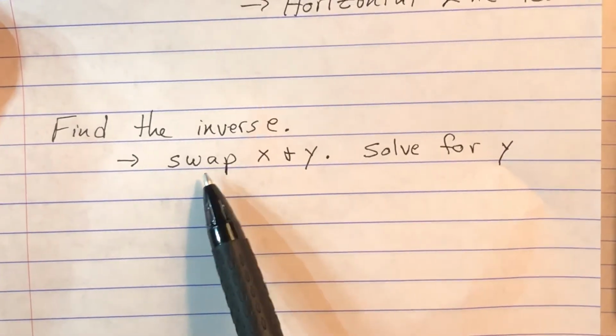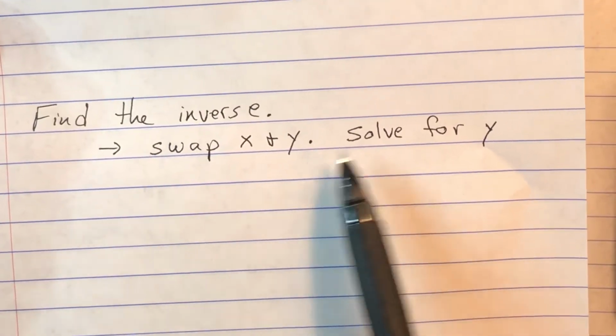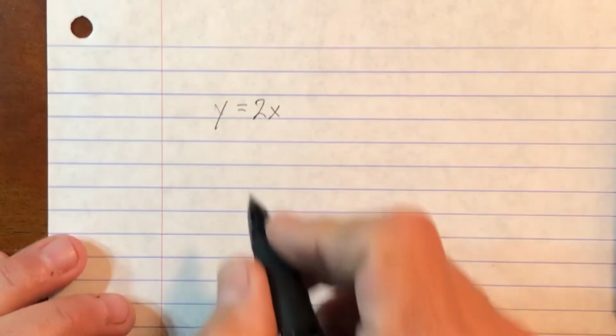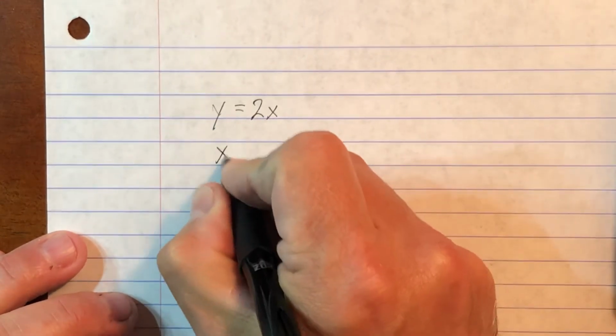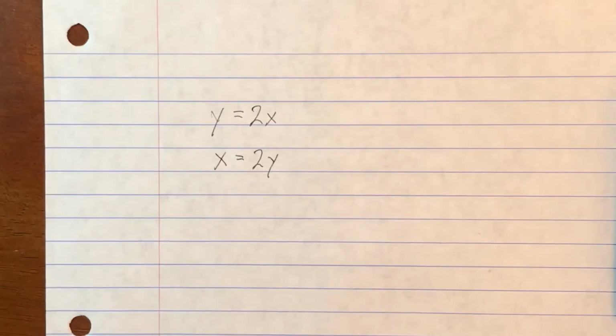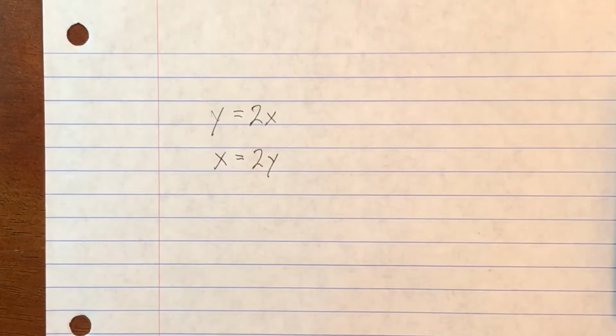Well, I told you at the very beginning, the way that you find an inverse is you swap the x and the y, and then you solve for y. So here we go. Swap the x and the y. So I'm going to make this x equals 2y. Instead of y equals 2x, it's x equals 2y. We're swapping the x and the y. Now you want to solve for y. That means get y all by itself on one side of the equal sign.